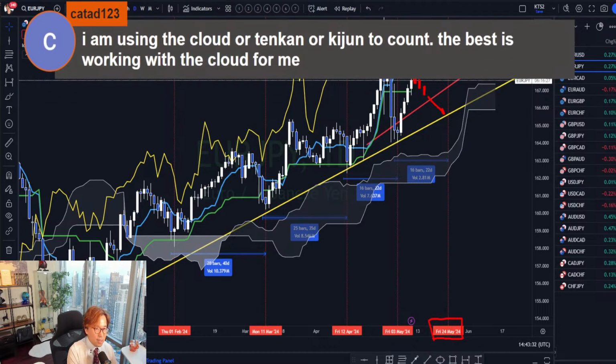Katad says, "I'm using the cloud or Tenkan Kijun-sen to count. The best is working with the cloud for me." Sure. Yes. You can use the cloud, Kumo, to keep counting the trades.